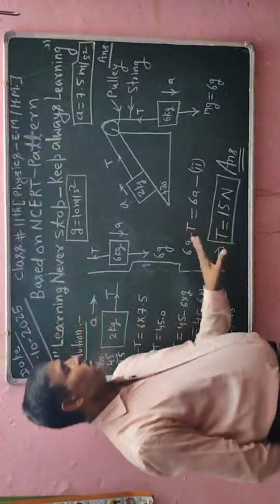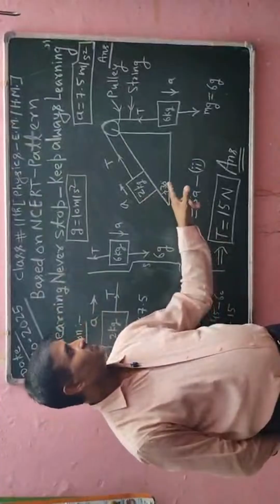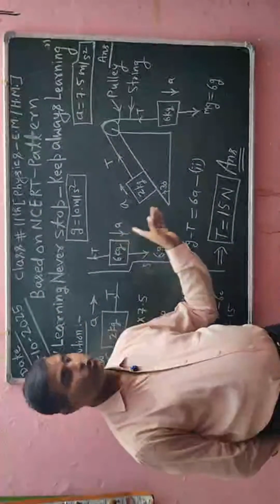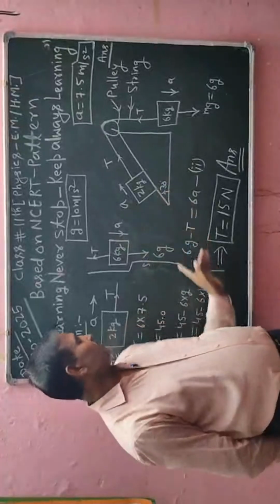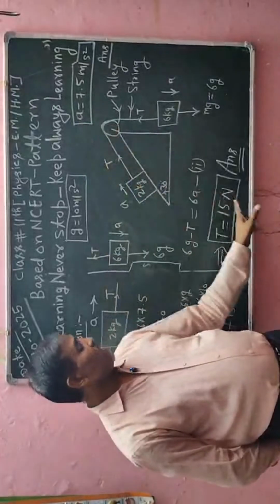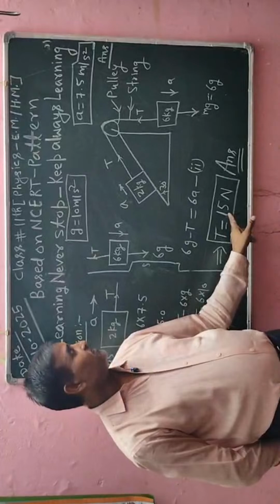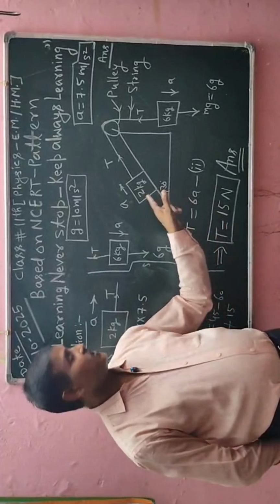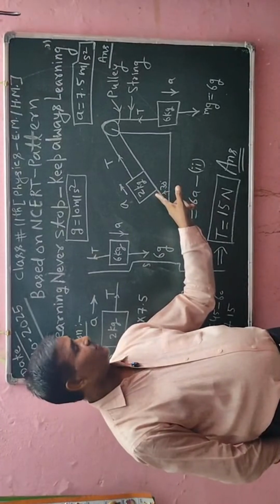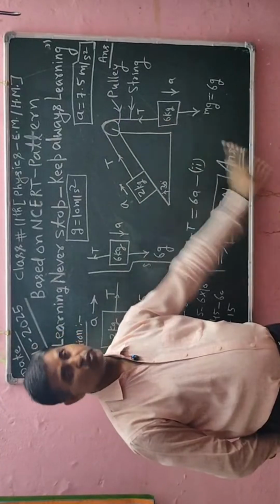I am going to solve this question in the second case that is existing at 30 degree. In the 0 degree case, that is on the horizontal plane, I got its acceleration value as 7.5 meter per second square, and its tension force as 15 Newton in the string. But now the first object is on the inclined plane at 30 degree, and the second object is hanging over a pulley.